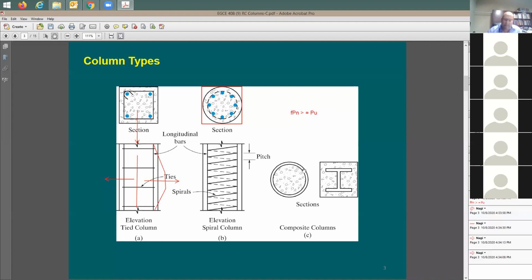You guys remember Poisson's ratio or the Euler equation for buckling? This is going to be the one that governs the amount of force that we're talking about.